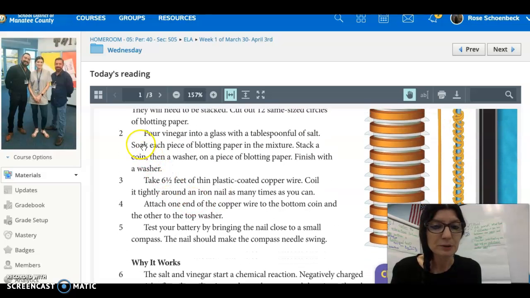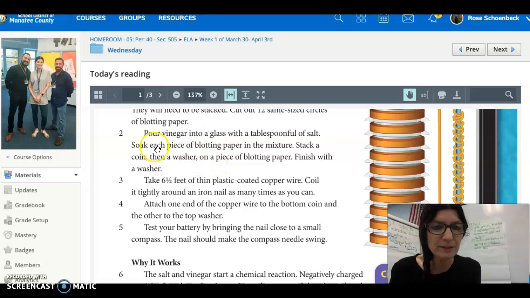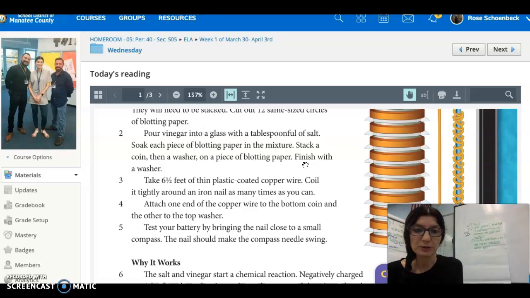It says next, number 2, pour vinegar into a glass with a tablespoon of salt. Soak each piece of blotting paper in the mixture, stack a coin, then a washer on a piece of paper, finish with the washer. All right, so in this little paragraph right here, it's telling us to pour. It's telling us to stack, and then it's telling you to put things together with the word then, and then it says the word finish. Those are our sequence steps, and they're told in order of how those events happen in that paragraph.